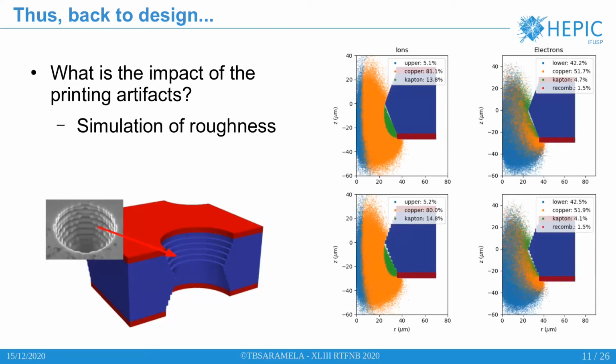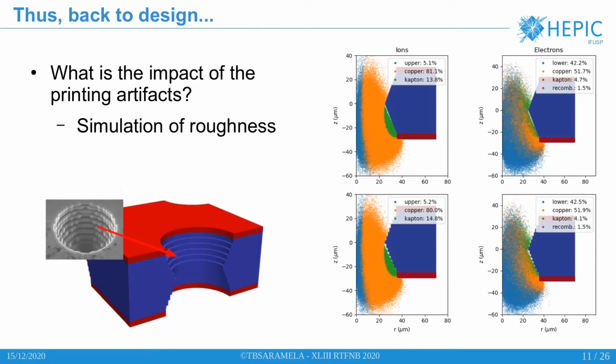And we did simulations with and without these resolution structures. In the upper graphics, we have the results for a standard GEM without the resolution artifacts, and in the bottom with the resolution artifacts. So what does this graph mean?